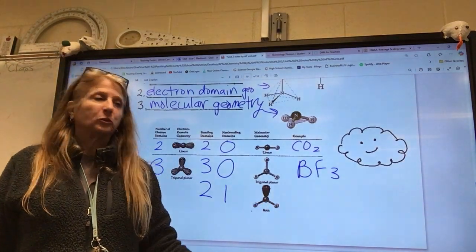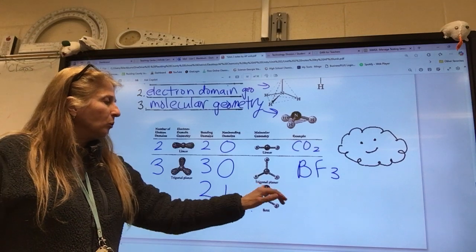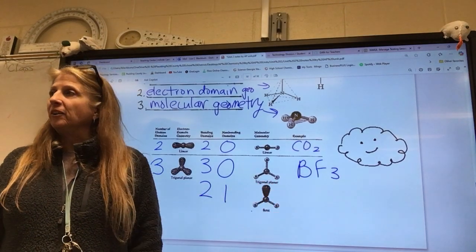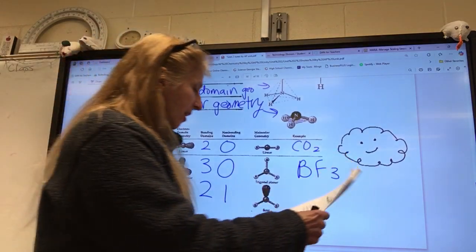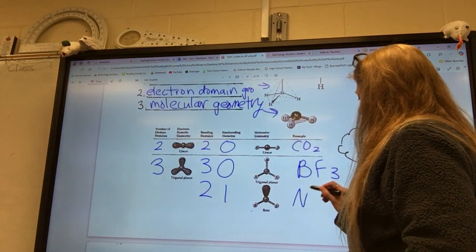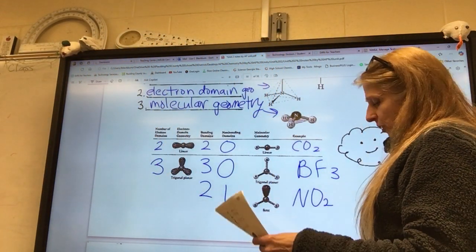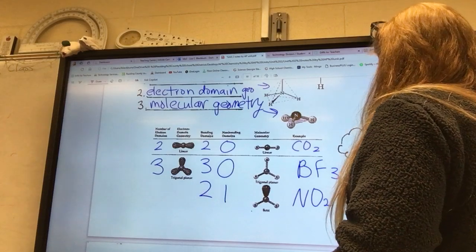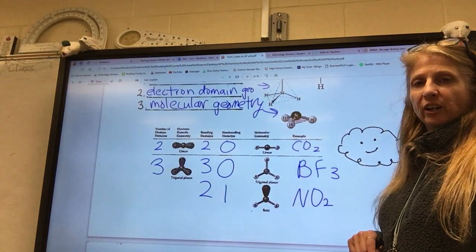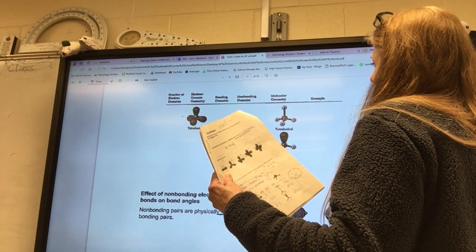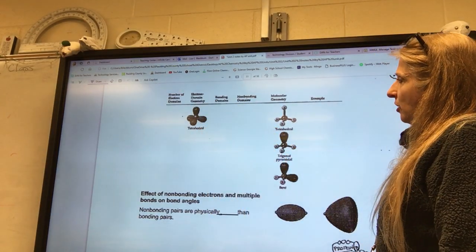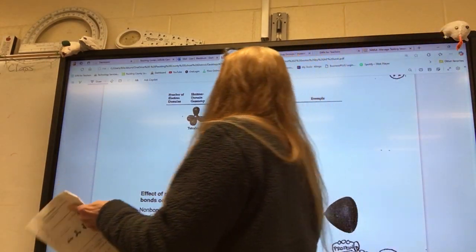It will be less than 120. And these bonds will be more than 120. Can you see that? So easy. AP Chem is not hard, is it? Our example of this is NO2. Okay. How are we feeling about that? Okay, let's go on.